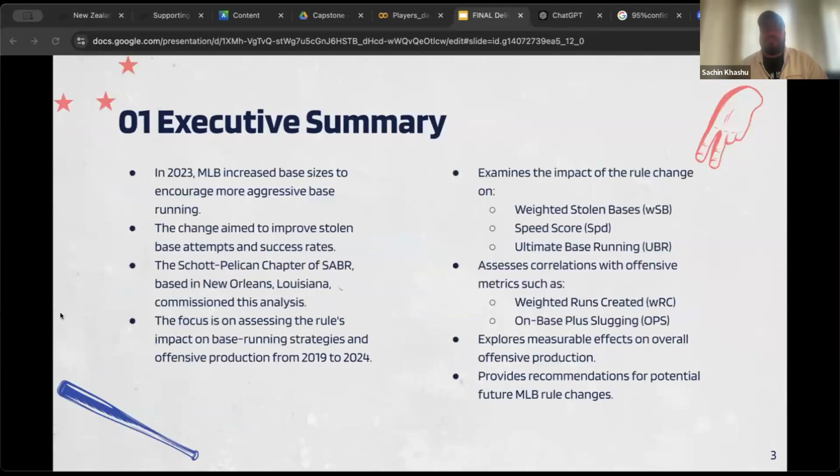As I mentioned, for the 2023 season, the MLB increased base sizes from 15 to 18 inches to encourage more dynamic base running. Using metrics like weighted stolen base, speed score, and ultimate base running, we analyzed data from the 2019 season through the 2024 season, excluding the 2020 shortened COVID season, because it was only 60 games and we thought that wouldn't be very helpful. Some key findings, which we'll go over more later, are that stolen base attempts and success rates increased significantly. Offensive metrics, including on-base plus slugging and weighted runs created, improved. There's much more, but these basic results highlight how the rule change influenced player strategies and overall offensive performance.